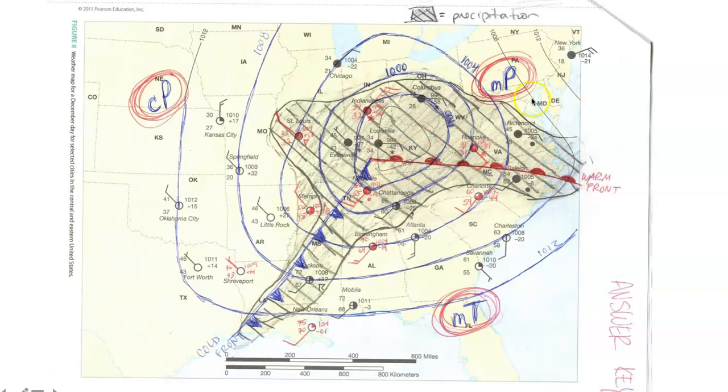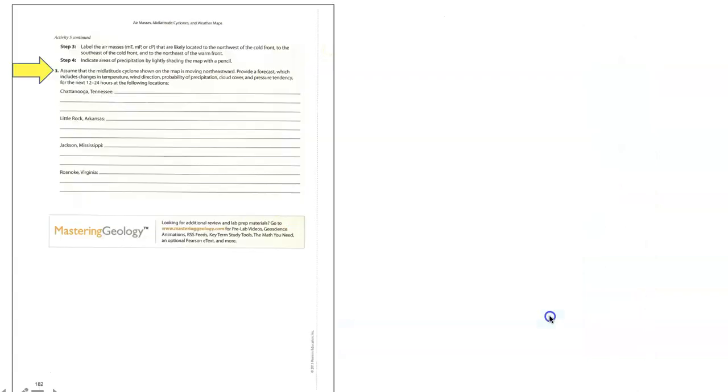The mass of air up here is a maritime polar, which means it's cold and humid, coming from the Atlantic. This is a maritime tropical, so it's also humid, but it's warm, coming from the equatorial region. Up here we have a CP, which is continental polar. Continental means dry, and polar means cold. And so this air mass is what's coming down and pushing this entire system from west to east.